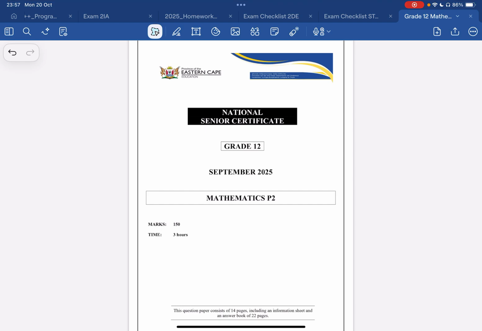So this is the Grade 12 National Senior Certificate paper for September 2025 from the province of the Eastern Cape. We're still doing Maths paper 2. I'm mainly doing maths paper 2 because a lot of people struggle with trigonometry and geometry. I will get to the geometry questions as well, do a couple of geometry questions, some of the tricky ones. But I'm just starting with the trigonometry because it's one of the sections that people tend to struggle with.